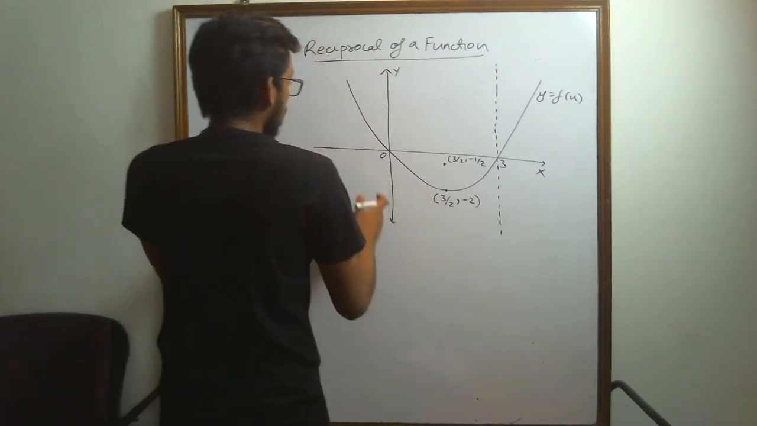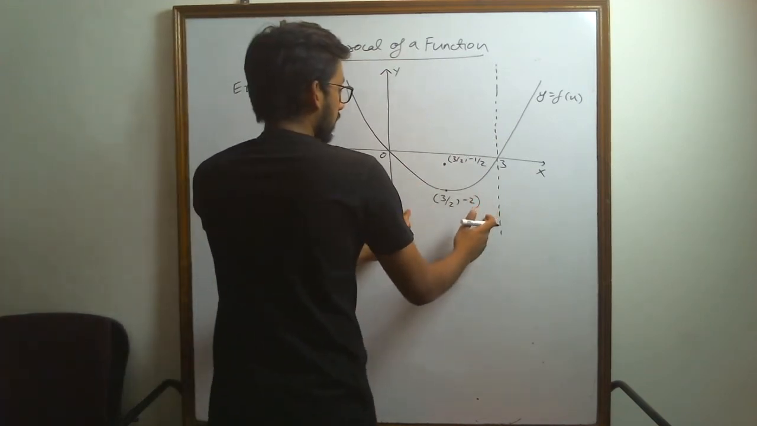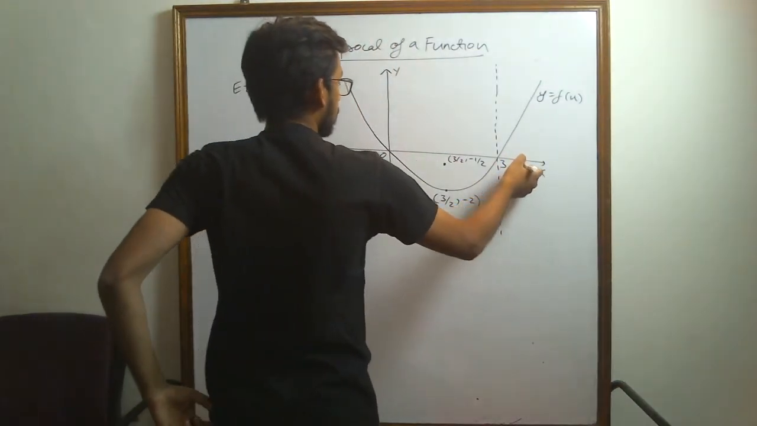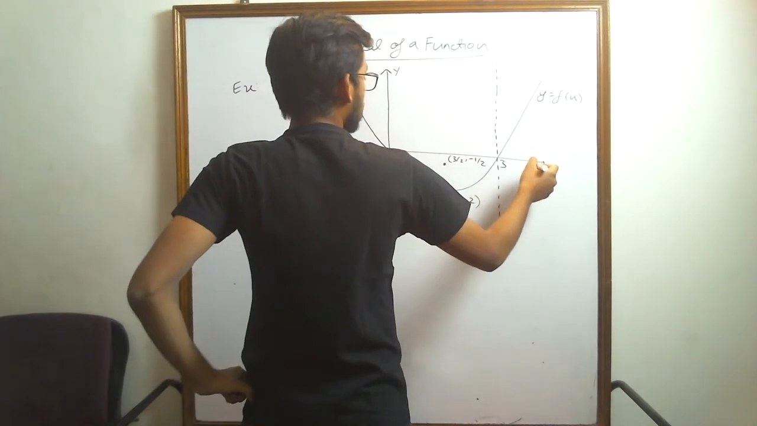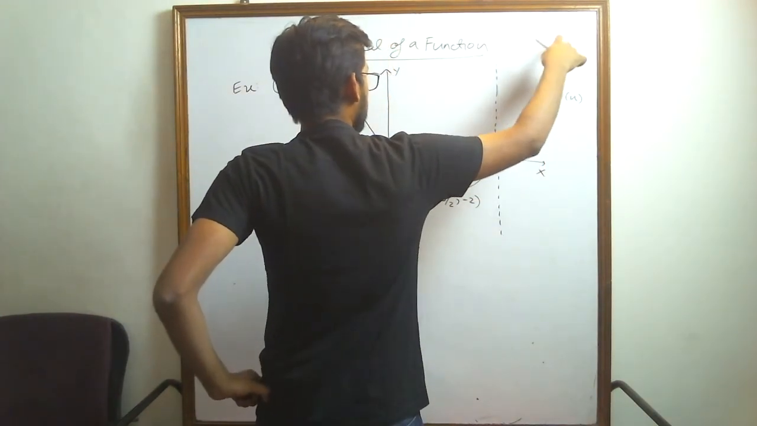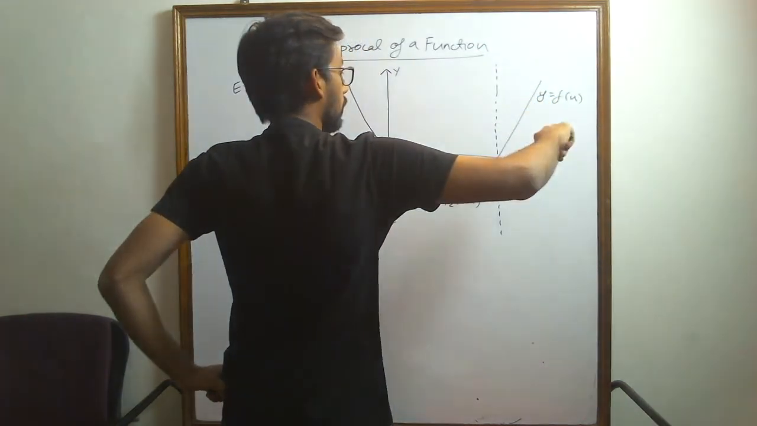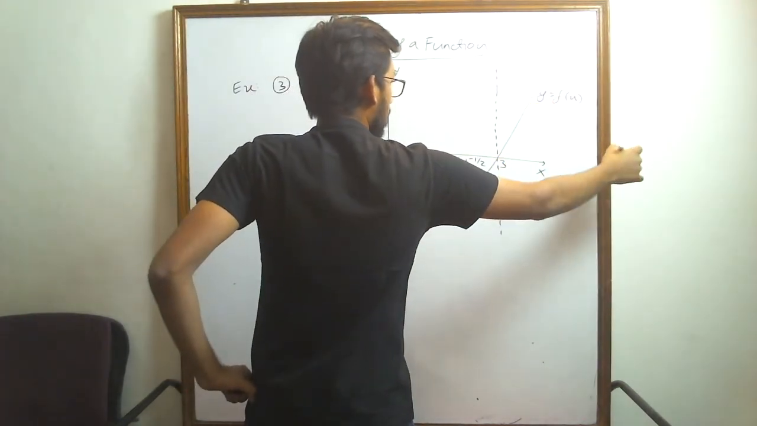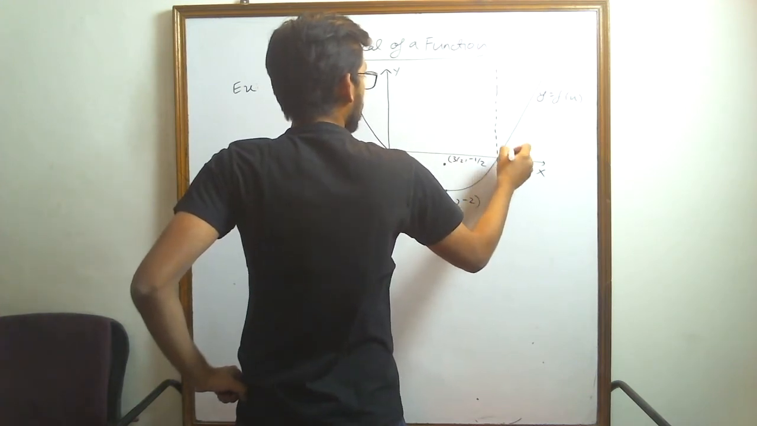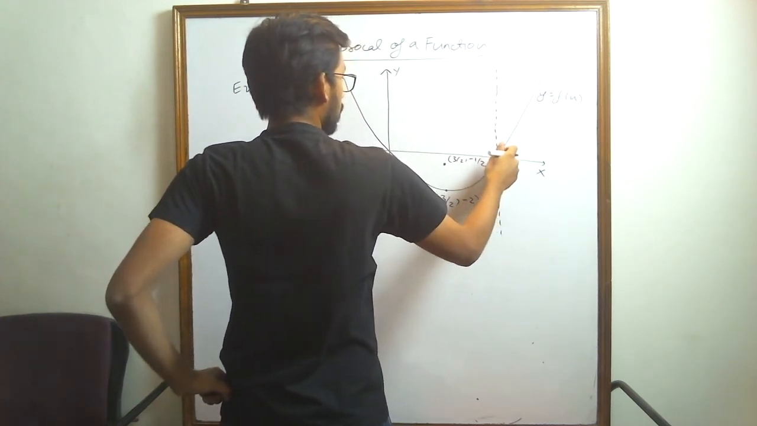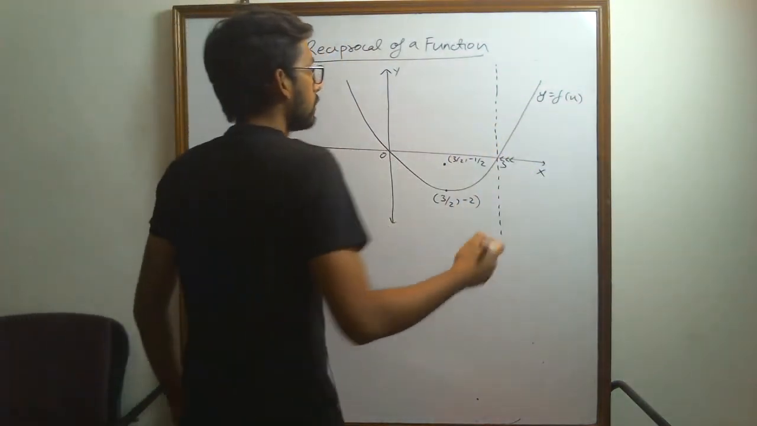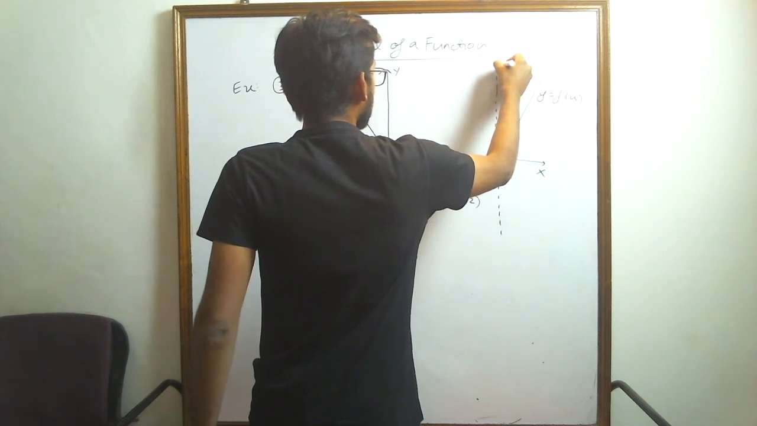Now we look at the different intervals. One is this interval, second interval and third interval. Let's start with this last interval. As x tends towards infinity, f of x tends towards plus infinity. That means 1 upon f of x will tend towards 0. As x tends towards 3, f of x tends towards 0. That means 1 upon f of x will tend towards infinity. So the graph will go like this.